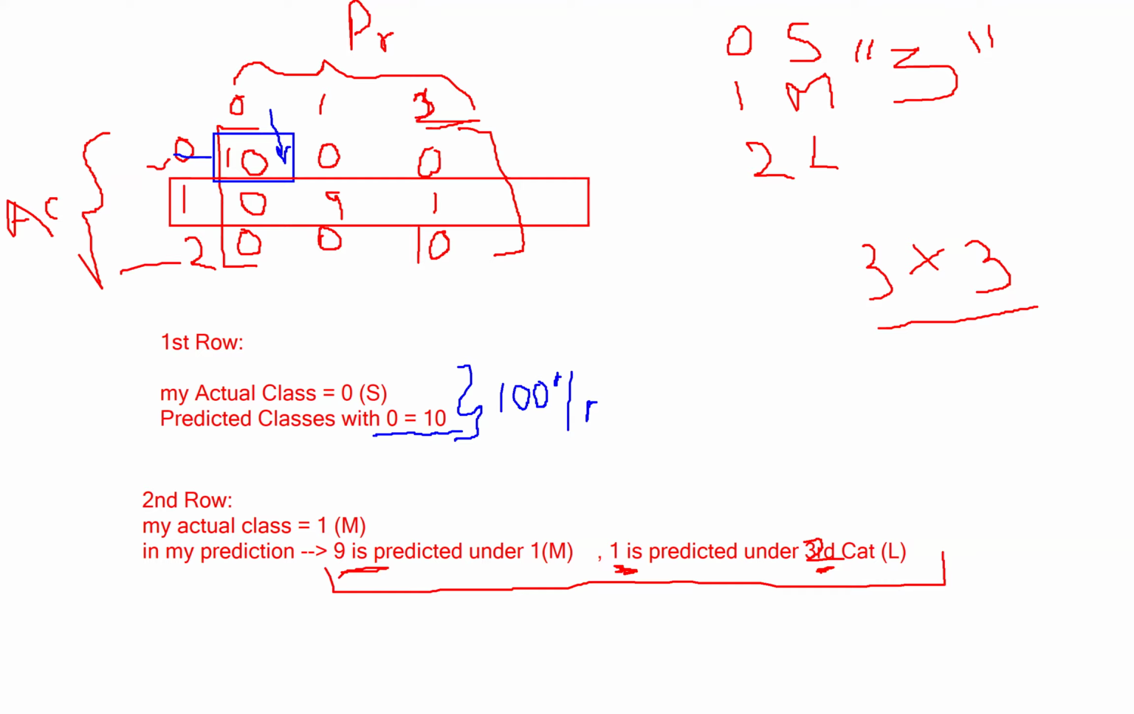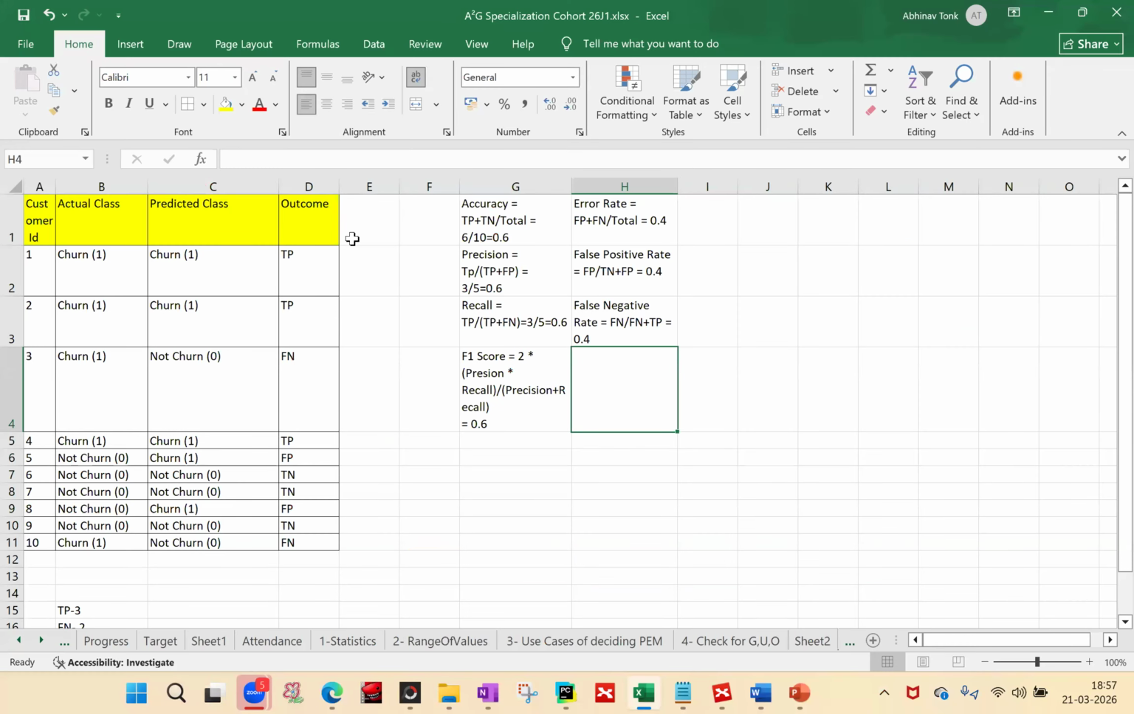Similarly, for this row, my actual category is 2, and my model is predicting all 10 out of 10 under category 2. So that's why we say, if the confusion matrix is representing an identity matrix, not identity, but all the values are lying on the diagonal, then it means your model is predicting correctly. So this is the concept of confusion matrix.